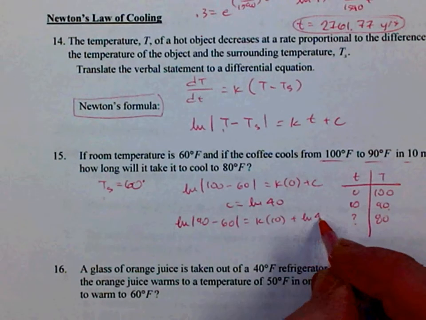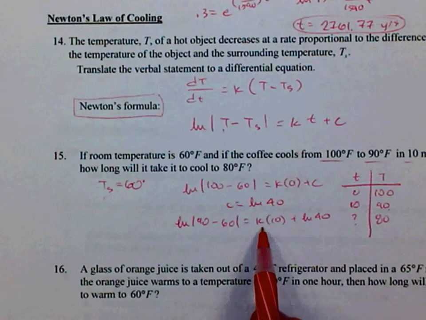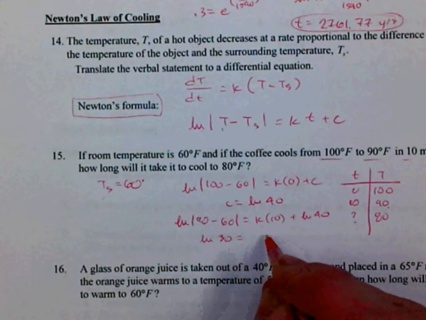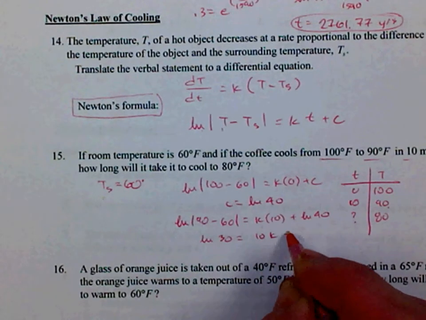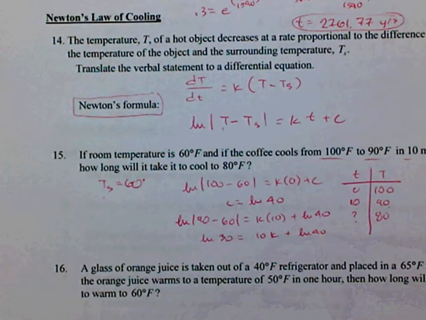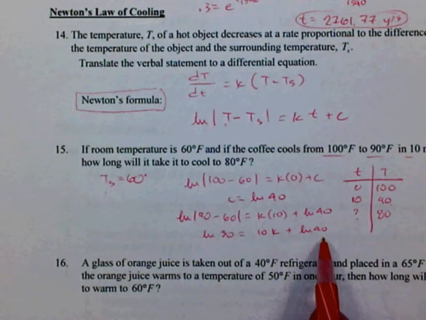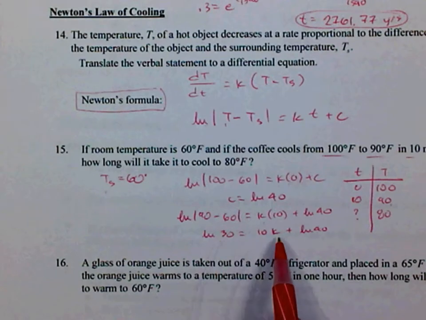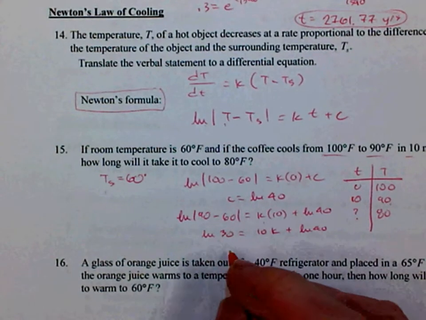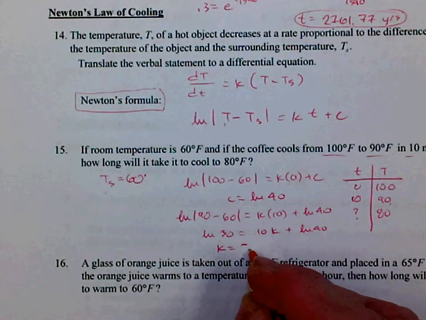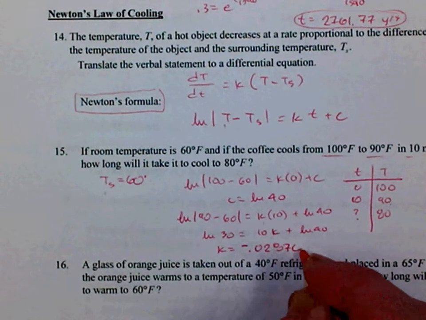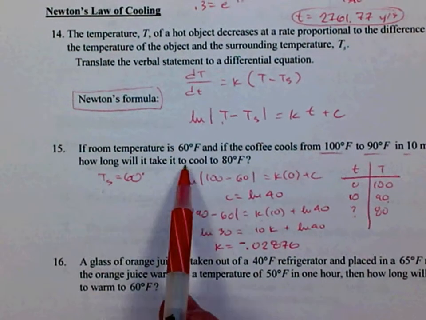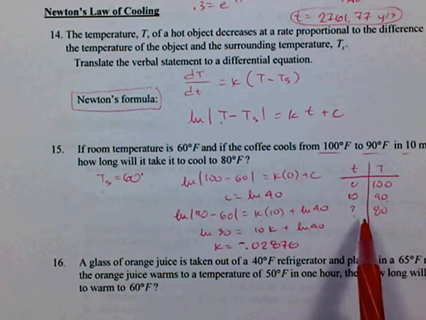We're going to use this to solve for K. This is the natural log of 30 equals 10K plus the natural log of 40. Subtracting the natural log of 40 from both sides and dividing by 10 will give us K equals negative 0.02876. Now we can use that to find the value t when our temperature is 80 degrees.